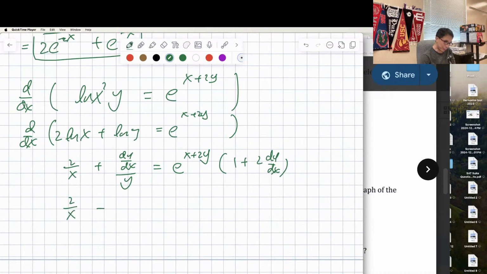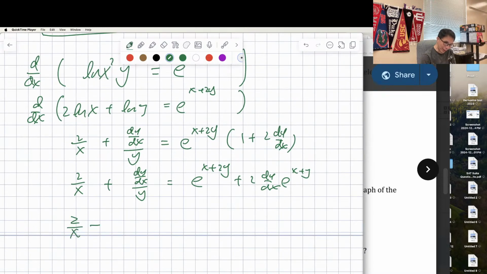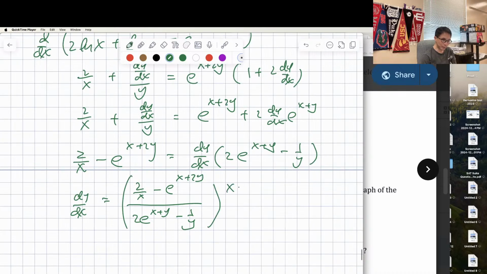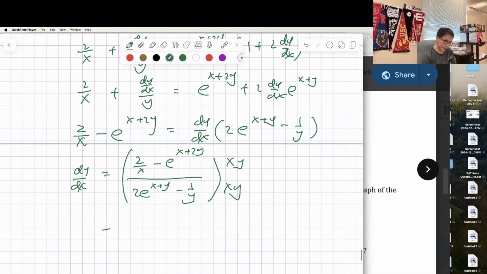If you have to go, you can go, but I'm going to finish a problem on the stream. This one, I'm going to distribute it. And I'm moving all the dy dx on one side, so it'll be 2 over x minus e to the x plus 2y. And I'm going to factor out the dy dx on this side, so it'll be 2e to the x plus y minus 1 over y. Now move it over, so dy dx is equal to 2 over x minus e to the x plus 2y over 2e to the x plus y minus 1 over y. I think this is a great answer already, but if you want to be even more perfect, you can multiply x, y, top and bottom. So that's equal to 2y minus xy e to the x plus 2y over 2xy e to the x plus y minus x.